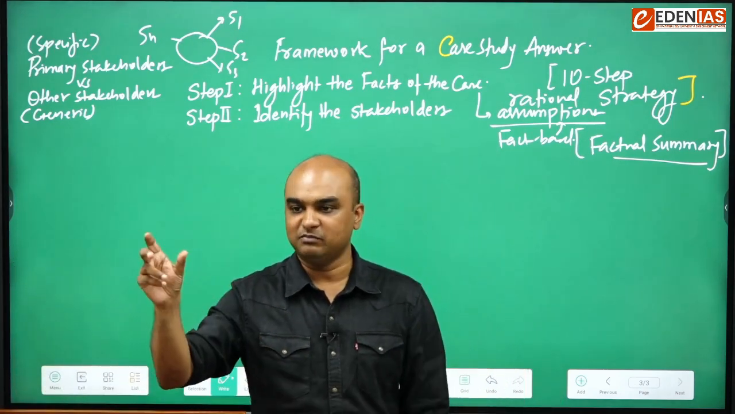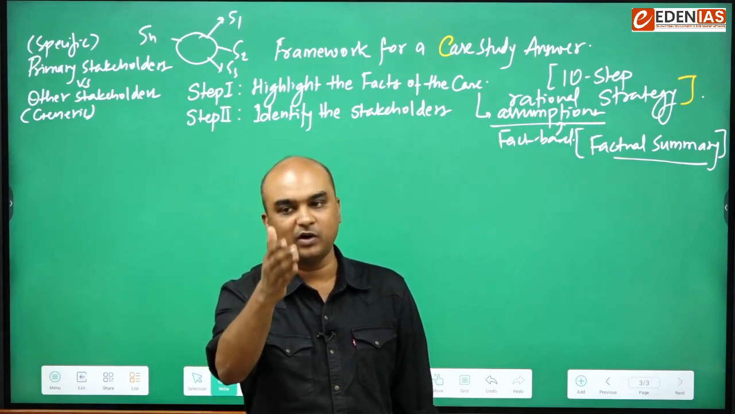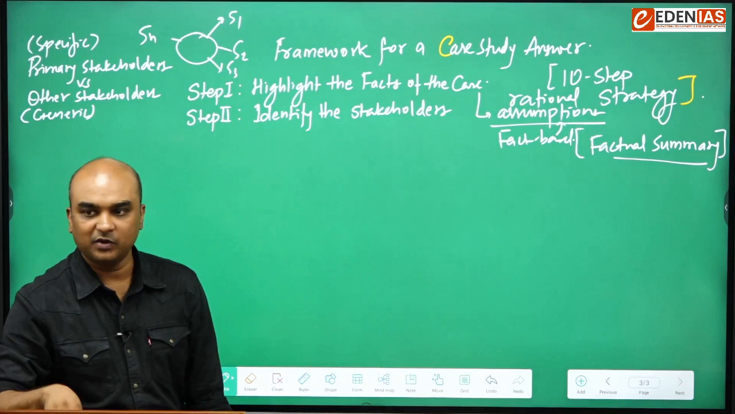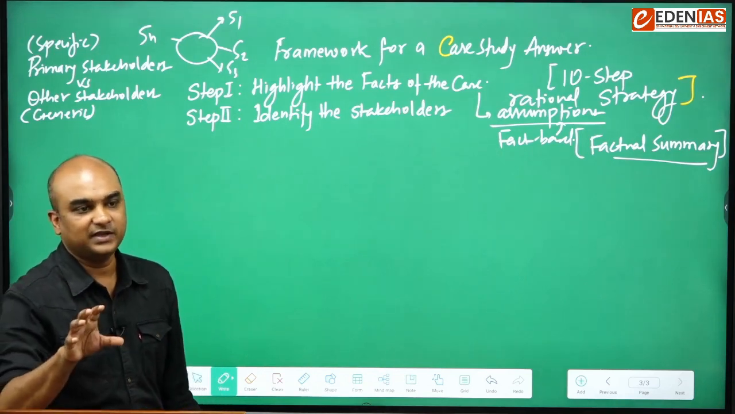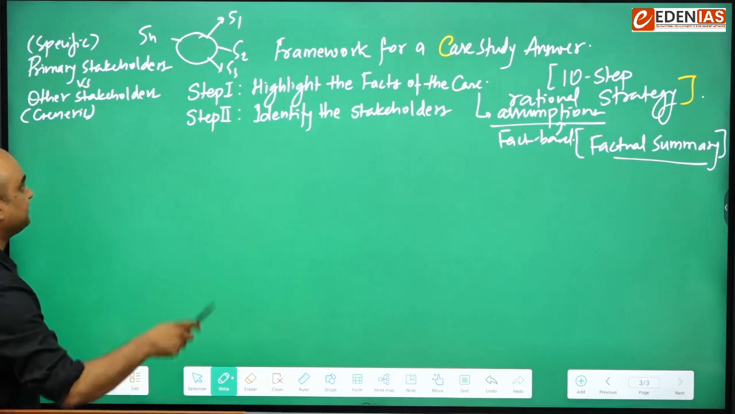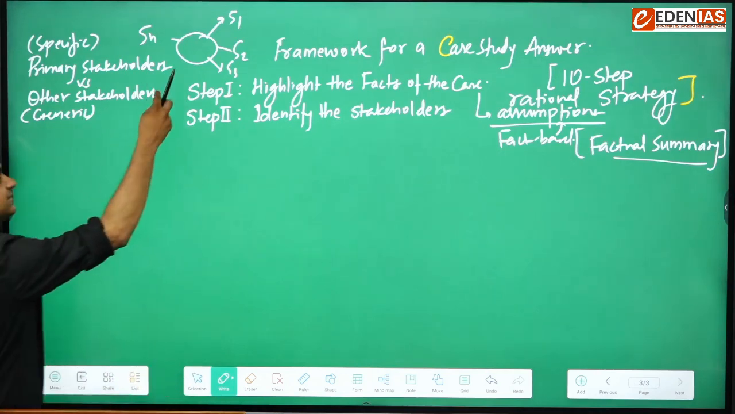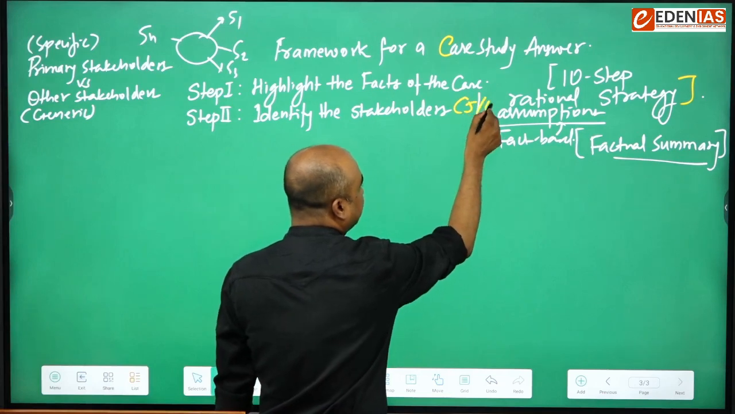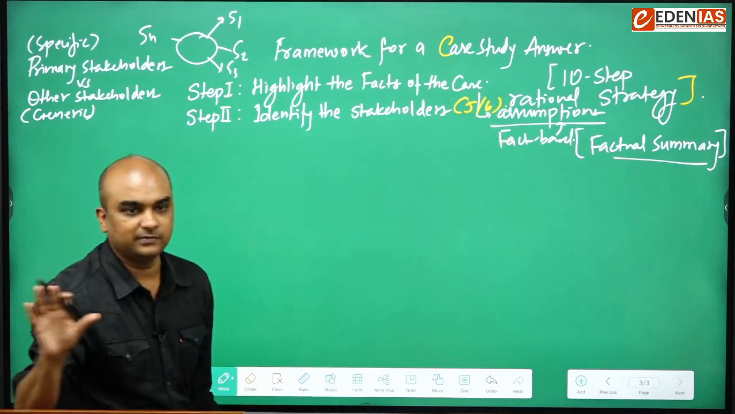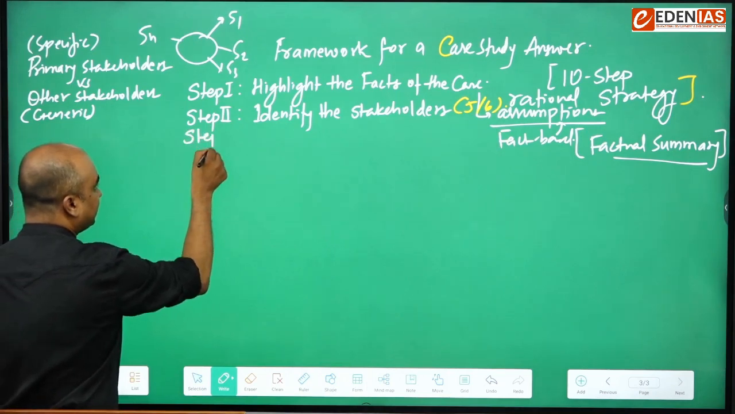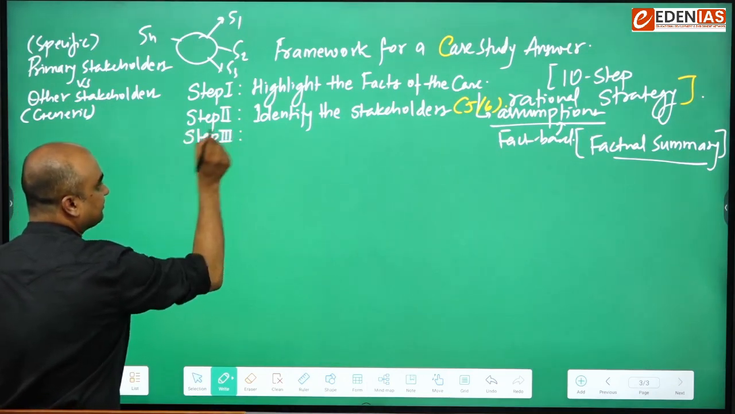It's like a 15 marker for GS paper 1, 2 and 3, whereas in ethics that is a 20 marker. Okay, 250 words, 20 marker. So that's why you have to be very intelligent while you are using your words. So this would be my suggestion: do not go beyond 5 to 6 stakeholders, not beyond that. Okay. Then comes step number 3.